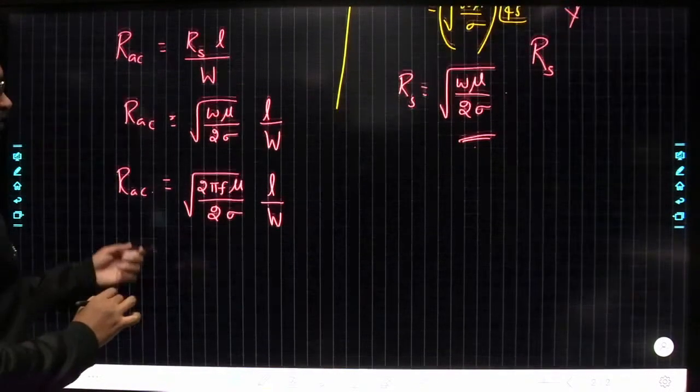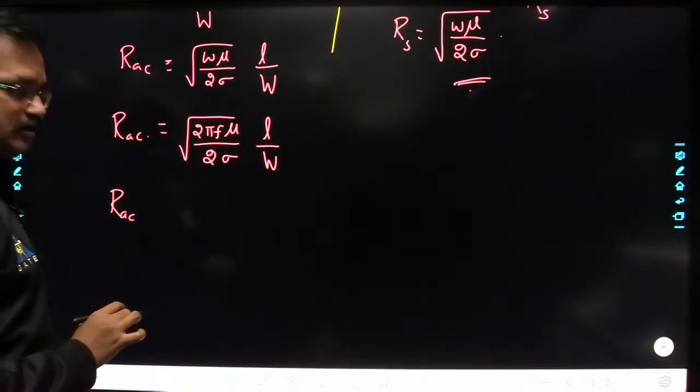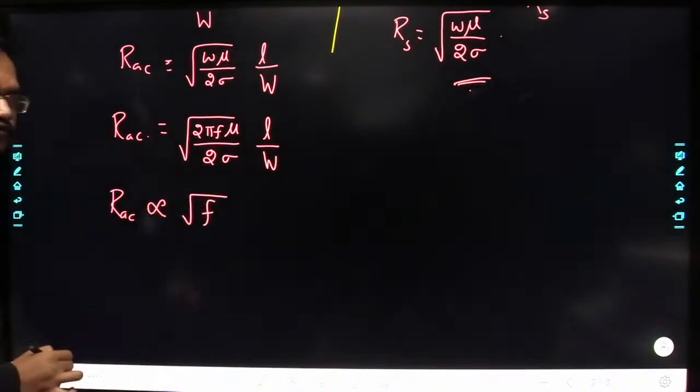Now if you observe this RAC, at high frequencies the resistance offered by the conductor is directly proportional to the square root of frequency.